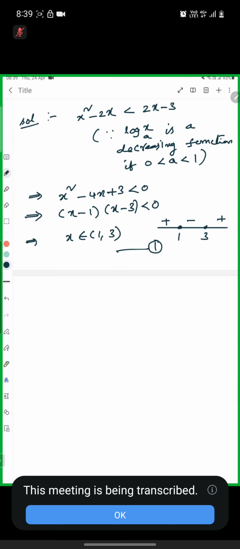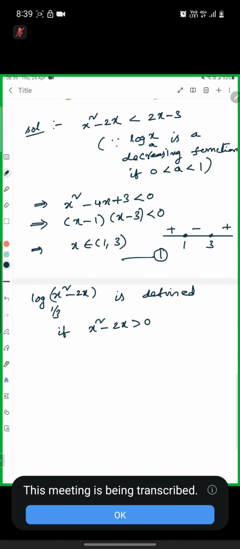And now log of x square minus 2x to the base 1 by 3. When it is defined? When x square minus 2x is greater than 0. And when 2x minus 3 is also greater than 0. First solve this x square minus 2x greater than 0 and get x values.